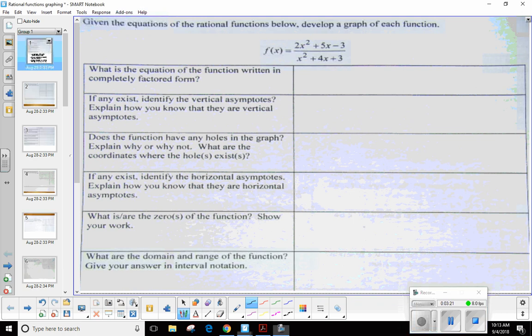So here's the first question. What's the equation of the function written in completely factored form? Okay. So let's start with the denominator, because that's a simple trinomial. X squared plus 4x plus 3. So here's my quotient. What two numbers will multiply to give me 3 but add to give me 4?